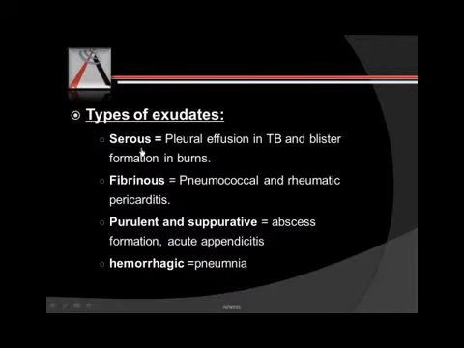Next we come to the types of exudate. We have the serous exudate, which is seen in tuberculosis and the blisters of burns. Then we have the fibrinous, which is seen in pneumococcal and rheumatoid pericarditis. We have purulent, which has the pus cells, that is seen in abscess formation and acute appendicitis. And we have hemorrhagic, which contains blood cells, which is typical of pneumonia. The first two, the serous and fibrinous, are a common source of MCQs.